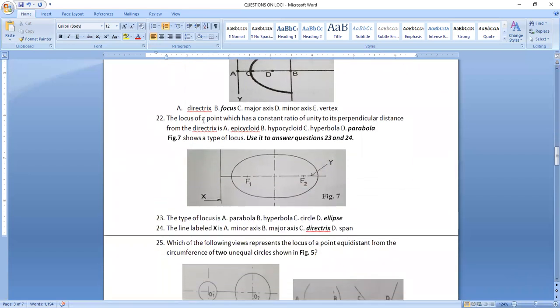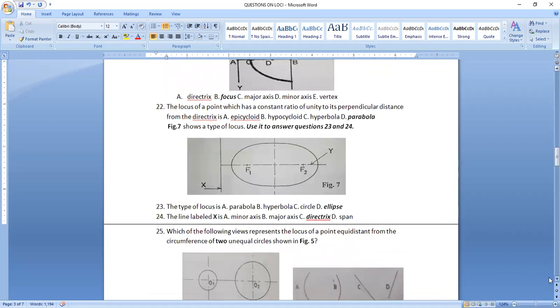Question 22. The locus of a point which has a constant ratio of unity to its perpendicular distance from the directrix is a parabola. So you can see that the questions on parabola are just changing. So I think that the answer to the question is still the same.